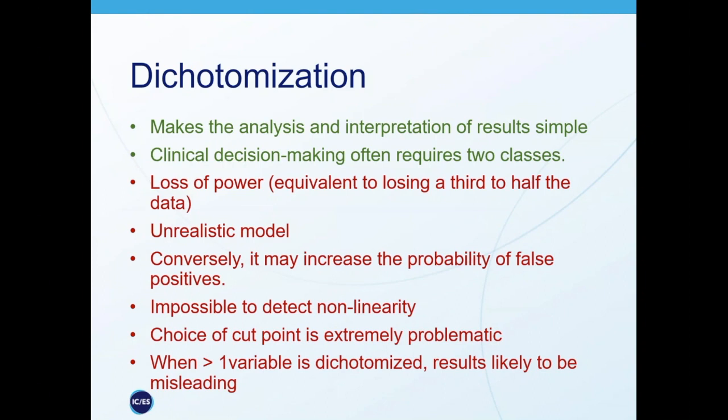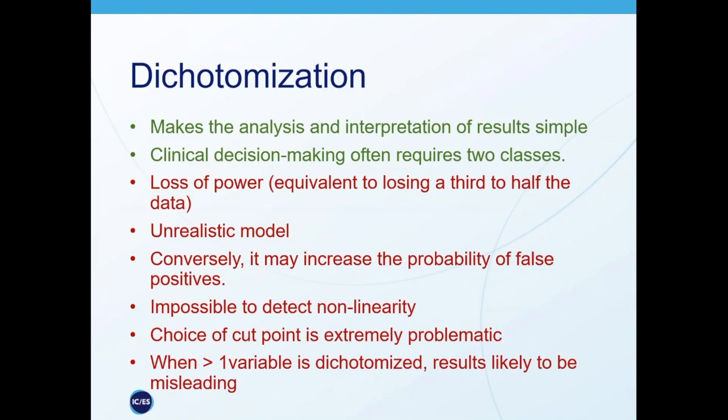And when we dichotomize, that's equivalent to a huge loss of power. It's equivalent to losing about a third to a half of the number of observations that we have in our data. Well, maybe if you have an awful lot of observations, that isn't a problem. We were working with survey data, and losing the power of half of our data was quite an impact.